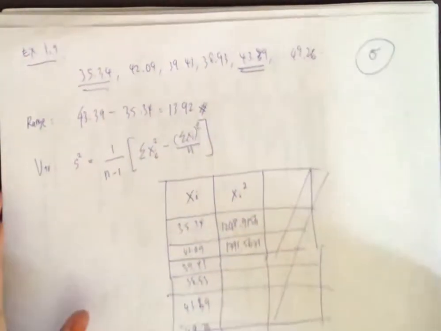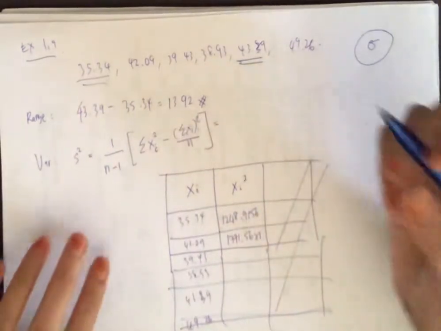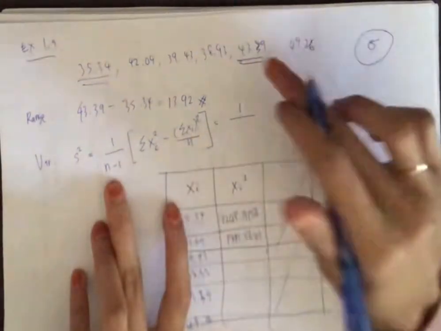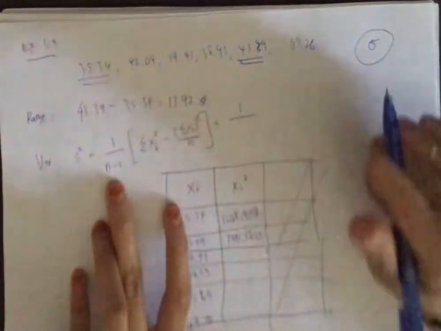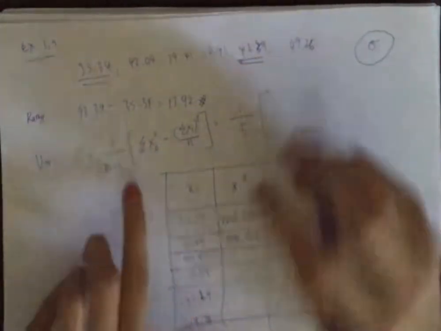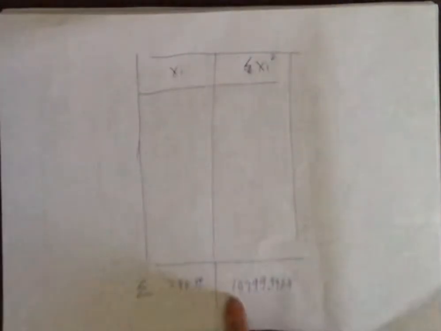Now back to the formula. Fill up the formula first. So 1 over n minus 1. What is your n just now? 1, 2, 3, 4, 5, 6. So your n here is 6. So 6 minus 1 will be 5. Then the summation of xi square.